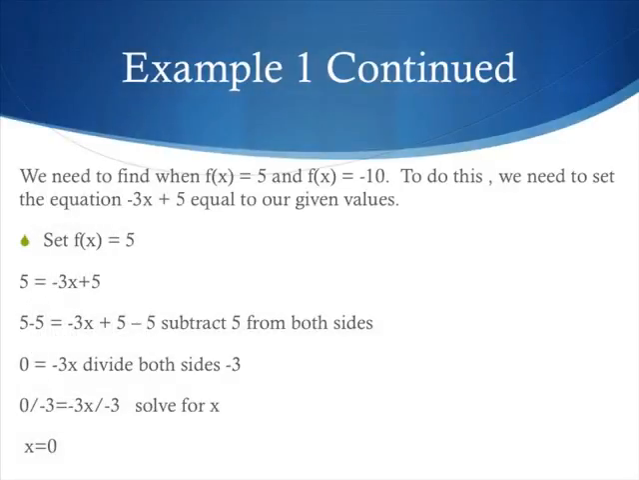We need to find when f of x equals 5 and f of x equals negative 10. To do this, we need to set the equation negative 3x plus 5 equal to our given values. So we start with f of x equaling 5. Then we have 5 equals negative 3x plus 5. By subtracting 5 from both sides, we get x to be 0.